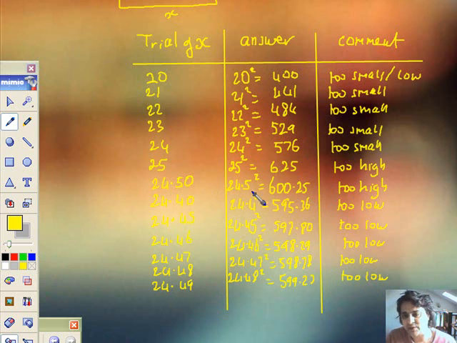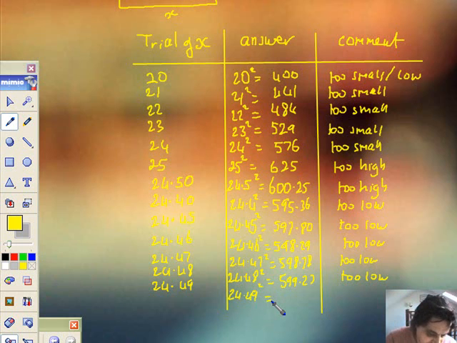We know the 24.5 answer is just a little bit too high. Let's see how this one goes. We are trying and we are improving all the time. A trial and improvement. 24.49 squared. Bam, what have we got here? Look at this. 599.76. That is too low.